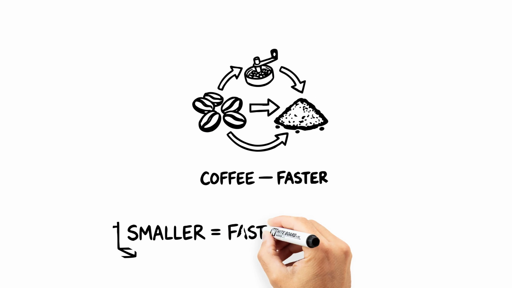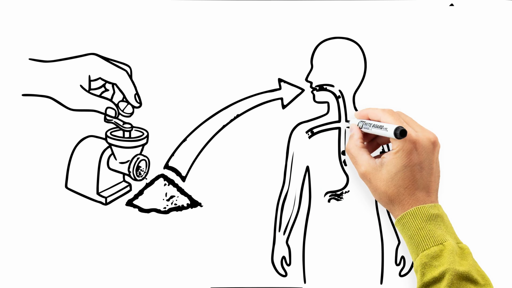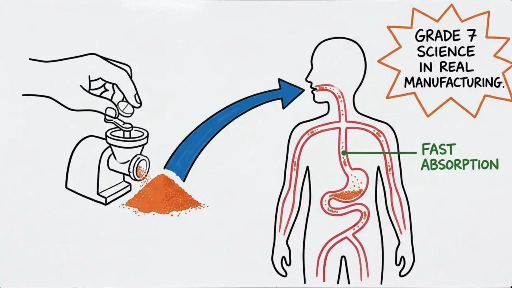This is why we grind things. Powdered medicine dissolves faster in your stomach. Ground coffee extracts faster in hot water. Smaller particles equal more surface area, equal faster dissolving. Always. Here's the genius. Drug companies grind medication into fine powders precisely so it dissolves quickly in your bloodstream and works faster. That is grade 7 science applied in pharmaceutical manufacturing.